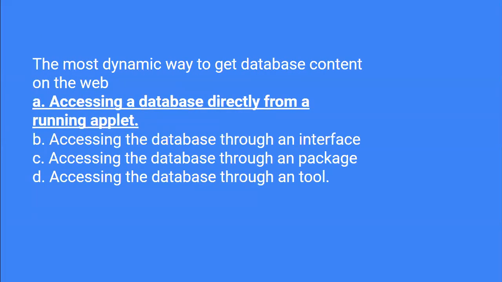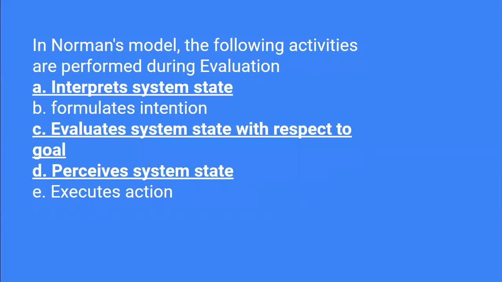The most dynamic way to get database content on the web. The options are accessing a database directly from a running applet, accessing the database through an interface, accessing the database through a package, accessing the database through a tool. The answer is accessing the database directly from a running applet. Next question. In Norman's model, the following activities are performed during evaluation. The answers are interpret system state, evaluate system state with respect to goal, perceive system state. The other two are execution stages.